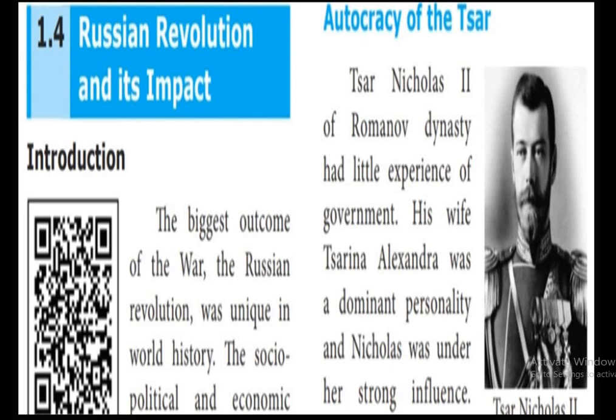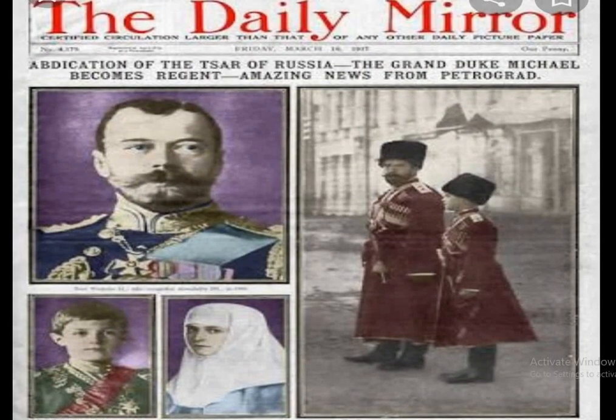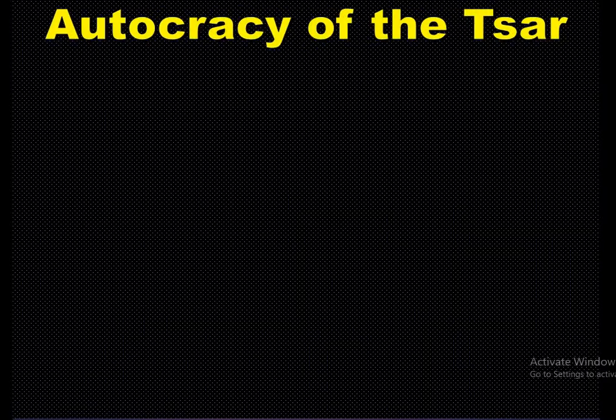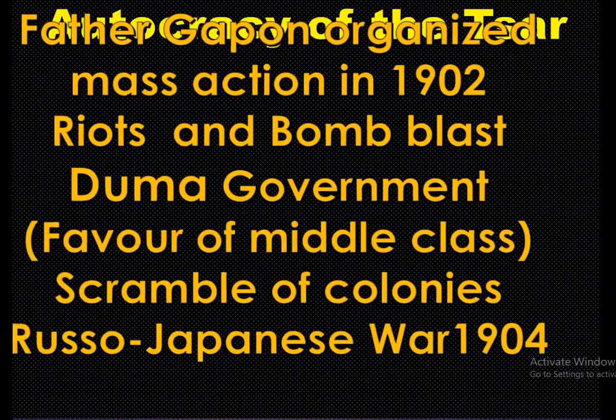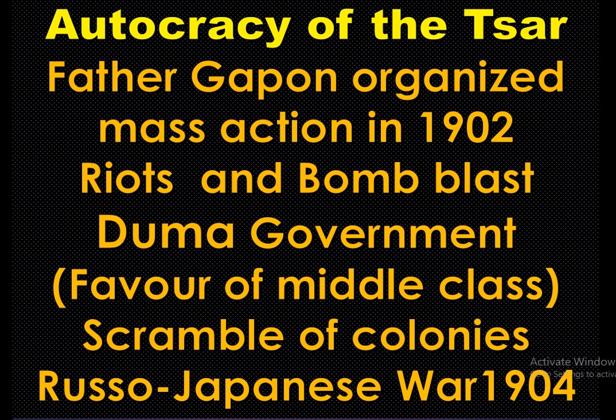In 1902, we can see his family. In 1902, Father Gapon organized a mass action which led to riots and a bomb blast. In this bomb blast, Tsar Nicholas II's uncle was killed.